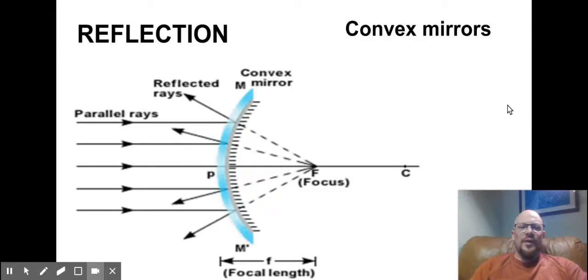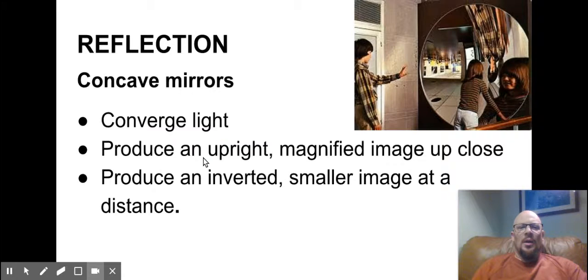Here's an illustration of how a convex mirror works. As light comes in, it hits the mirror and it bounces out because of the curve of the mirror. When you draw this, you don't need to worry so much about the focal point for a convex mirror. You just need to be able to see that the light comes in and then bounces outward off the mirror, producing a wide angle.